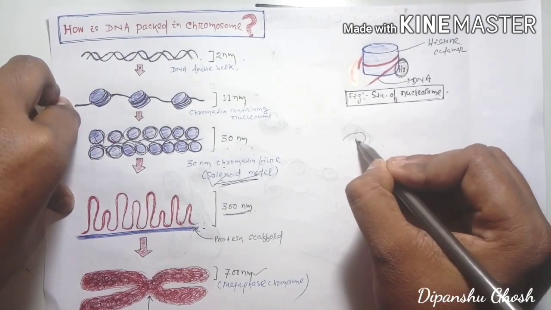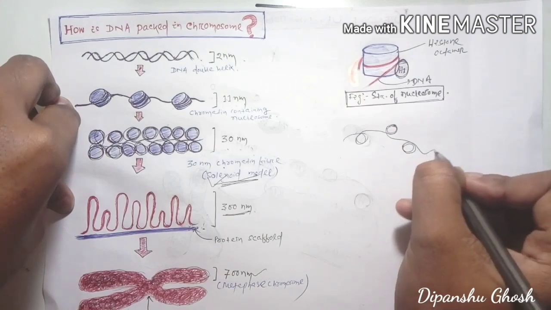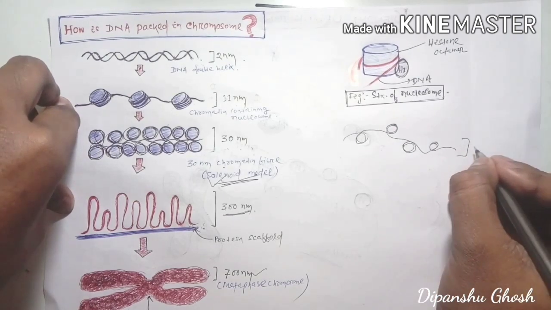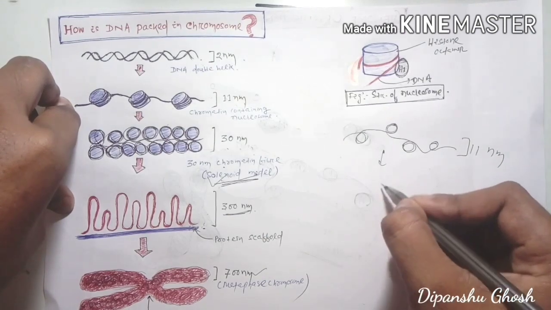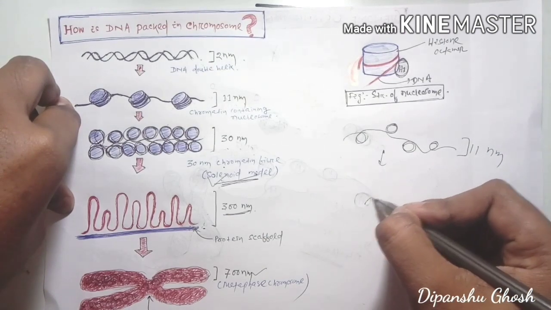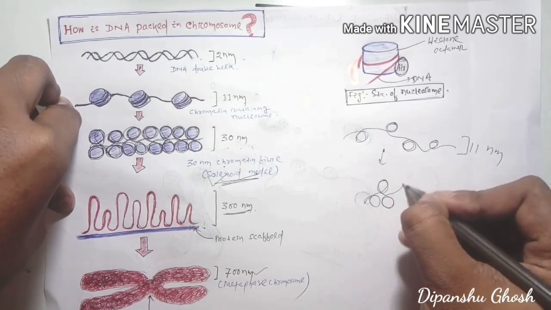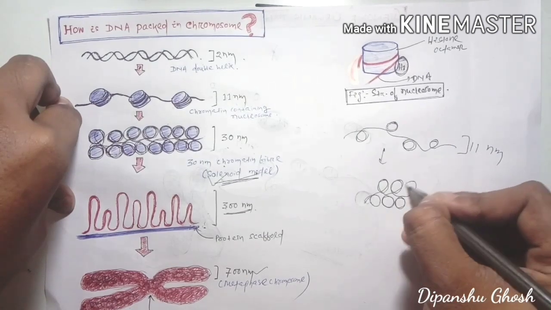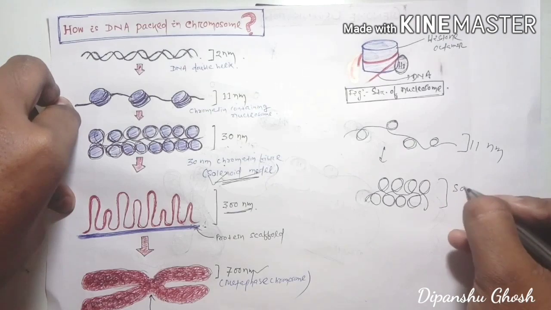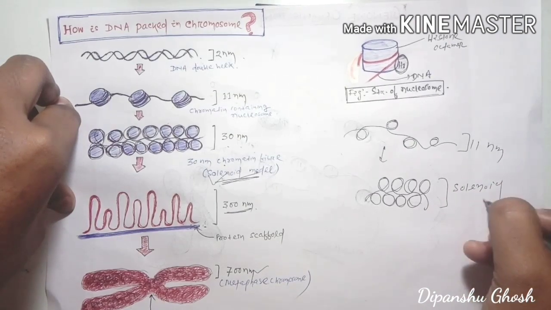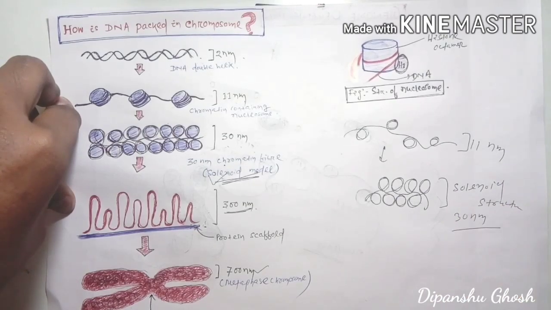This is your 11 nanometer fiber, right? It is further getting condensed. That means it will condense this way, and this way, and this way, to finally form the solenoid model. That means this is the solenoid structure, right? That means this is the 30 nanometer structure.